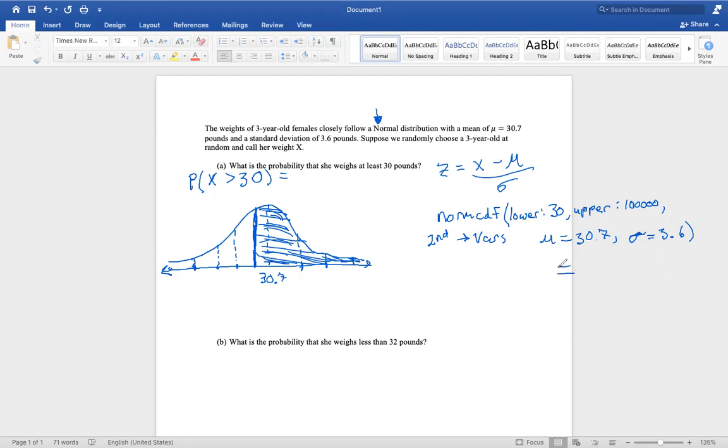It looks like we get something pretty close to 0.758. And that's it. That's our probability. So quite a bit more than 50% actually, but oh well. 0.758. All right, fantastic.